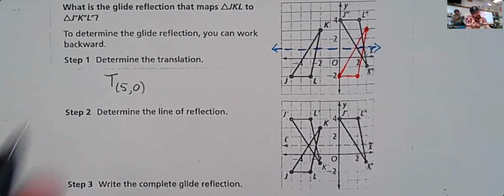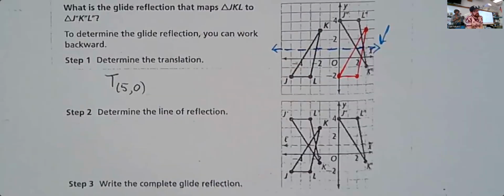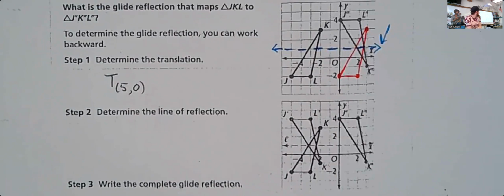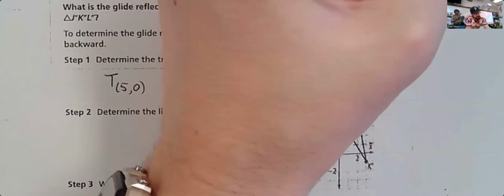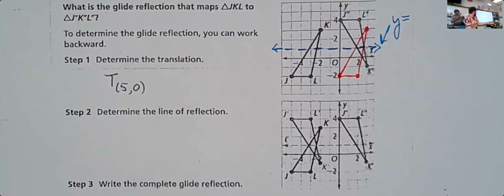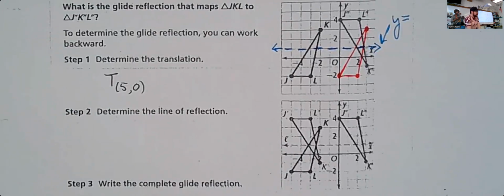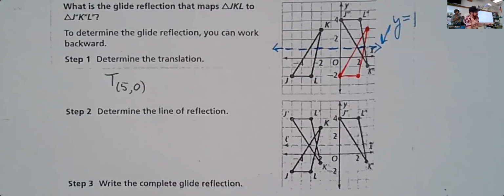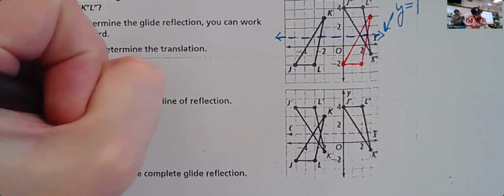So what's the equation of that line? Horizontal lines are always defined by y equals, and then just the number where they are on the y-axis. So how far up from the y-axis is that? Just 1, right? There's 2's here, so 1's there, so it's y equals 1. So we're going to say it's a reflection across the line y equals 1.